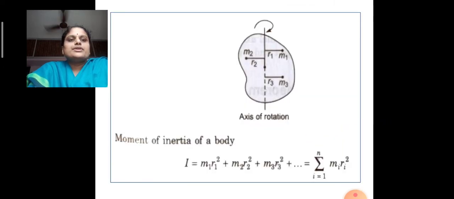Now let us find the moment of inertia of this simple planar object. Let m1, m2 and m3 be the 3 point masses which are at distances r1, r2 and r3 from the axis of rotation. Then the moment of inertia of the body I is given by m1 r1² plus m2 r2² plus m3 r3² plus so on, which can be written as the summation from i equals 1 to n of mi ri².